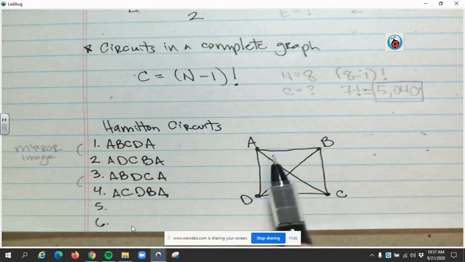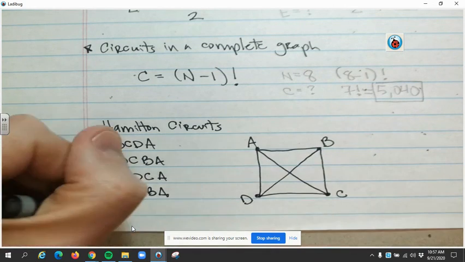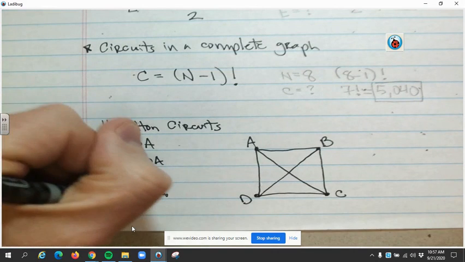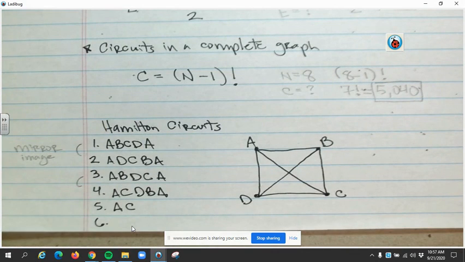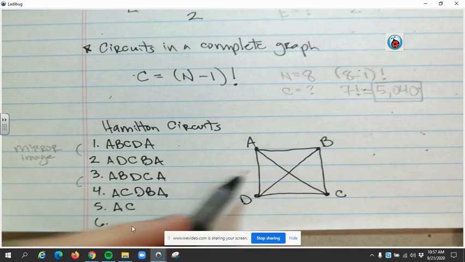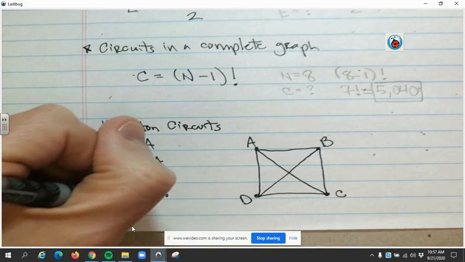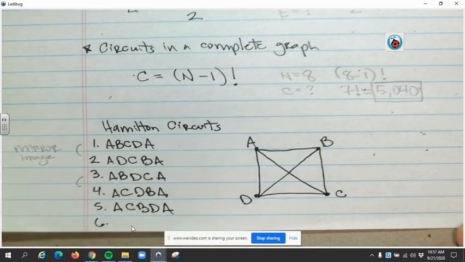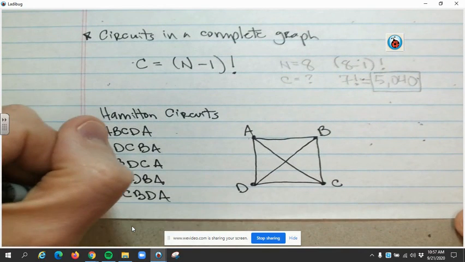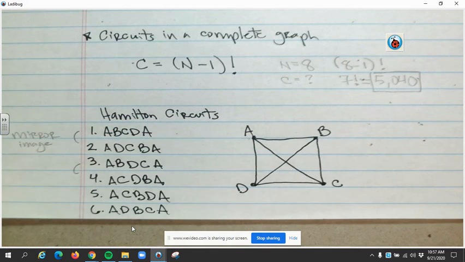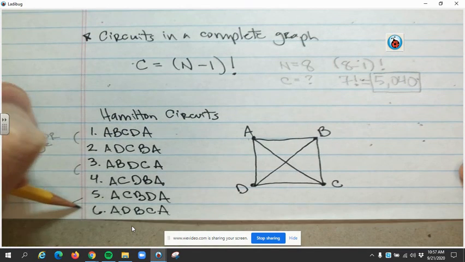All right, so I've listed all the ones that start at A and go to B. So now let's list the ones that start at A and this time, let's go to C. Let's go in a different order. So let's go A, C, B, D, A. And again, we'll list the mirror image of that, which is A, D, B, C, A. And again, that's your mirror image.